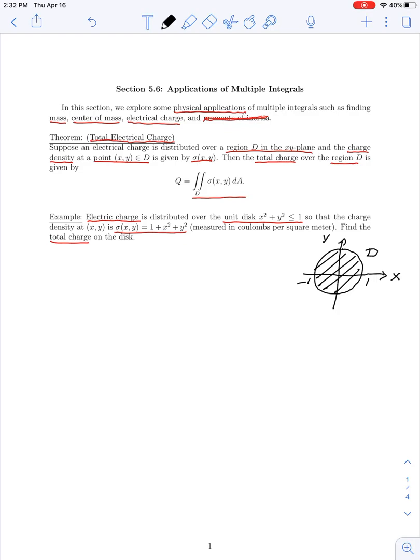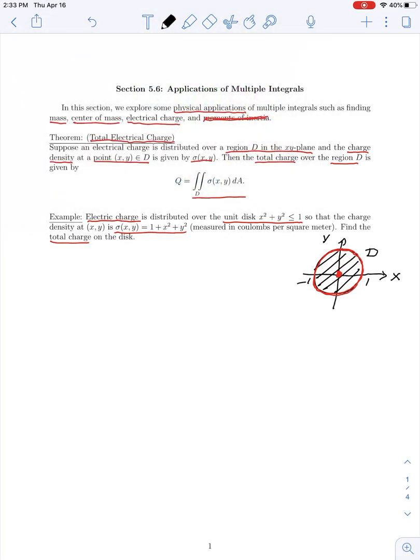So notice here, the larger that x or y are, the larger x squared plus y squared is. So we have a larger density for electrical charge towards the outside of our disk. And then at the inside of our disk, at the point 0, 0, our charge density is 1. As we move outward from that center, we get a larger charge density here. And the question is, well, what is the total electrical charge over this disk?